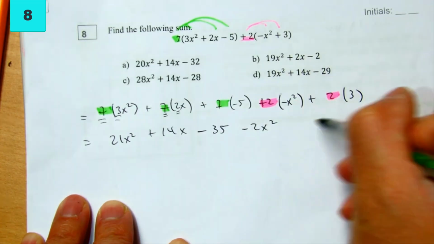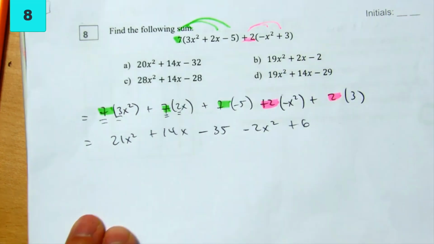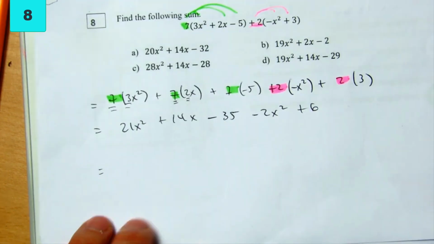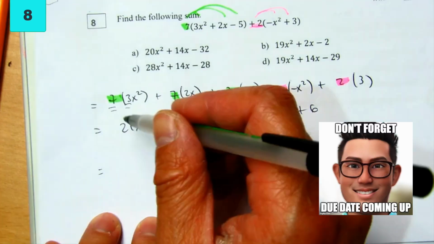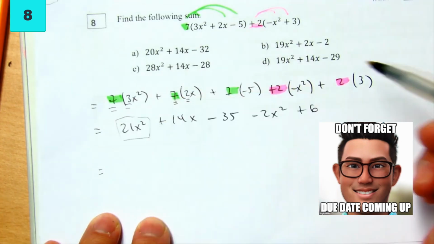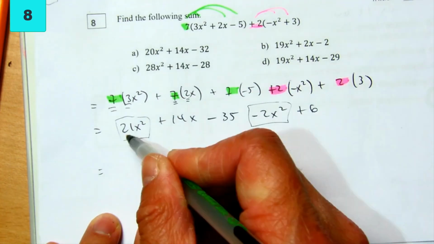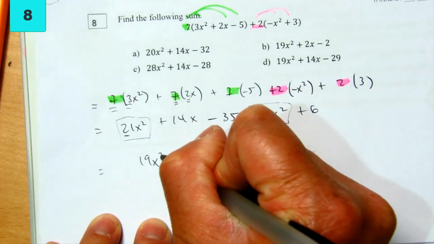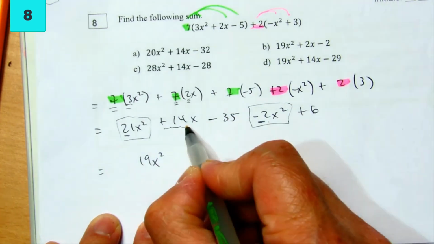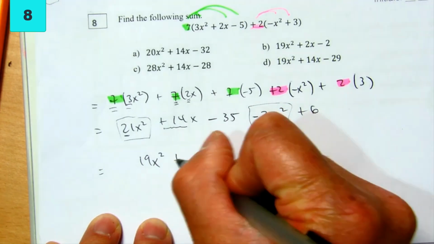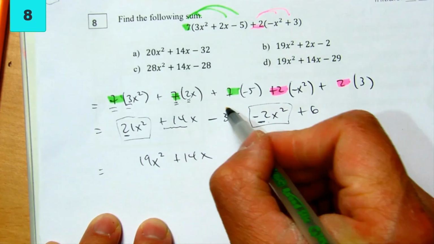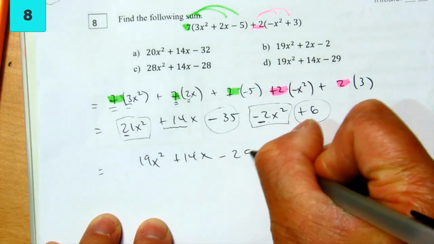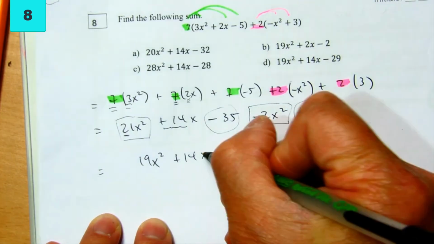If you're stuck with your integers, go ahead and just use your calculator. It's fine. Like terms, I'll use shapes. Those have x squared. So again, I'm just going to look at the numbers in front. That would be a 19x squared. Nothing there. 14x. And then that will become a negative 29. And that would be choice D.